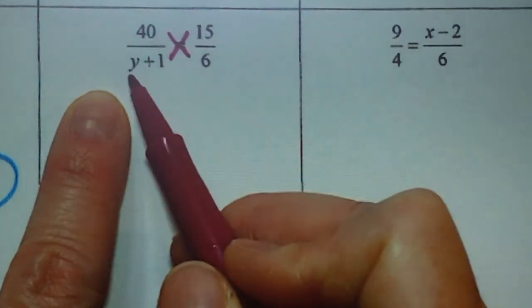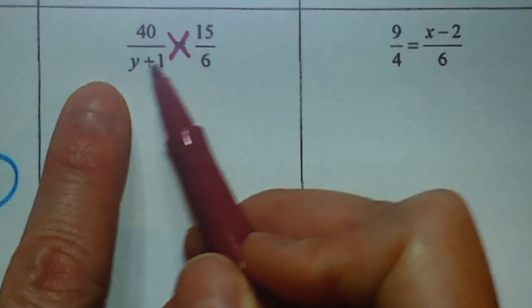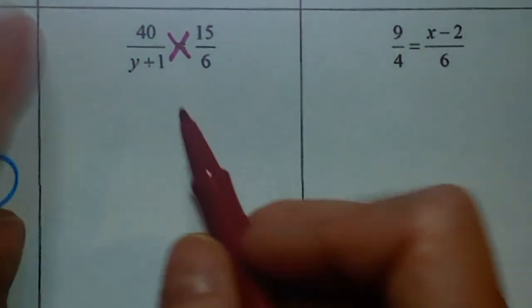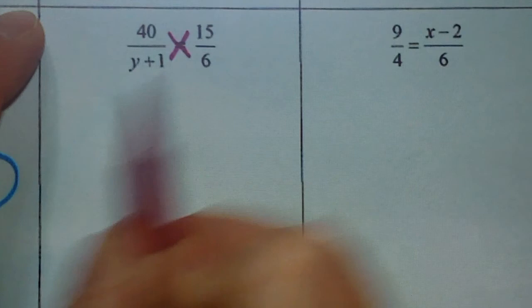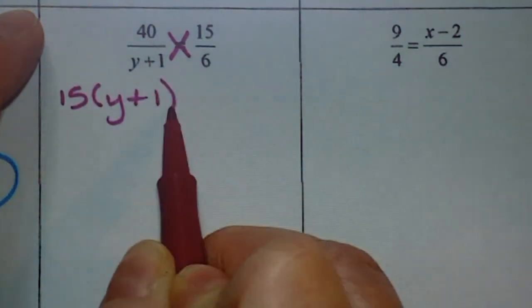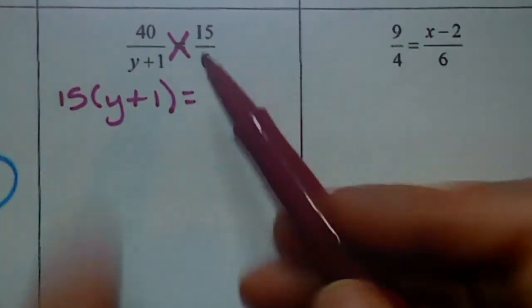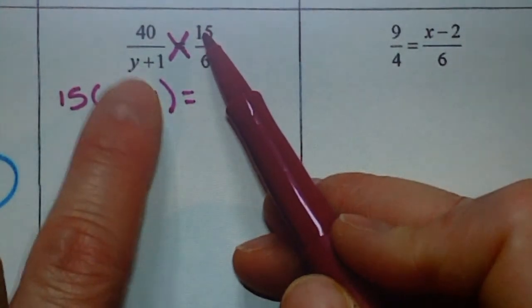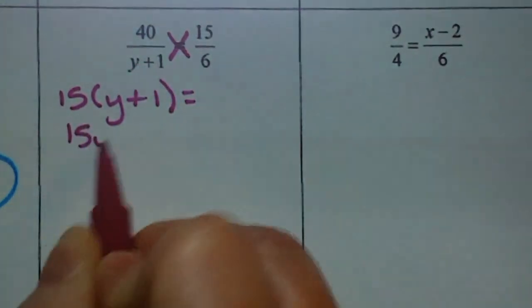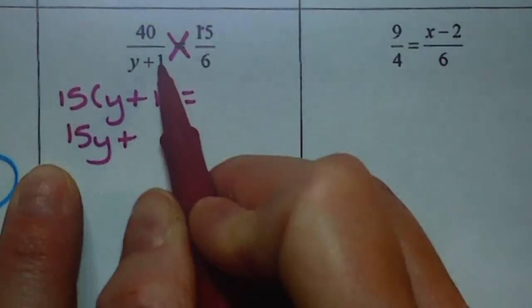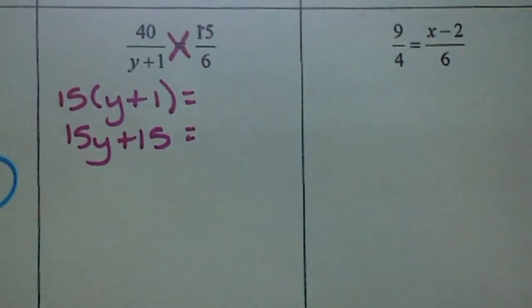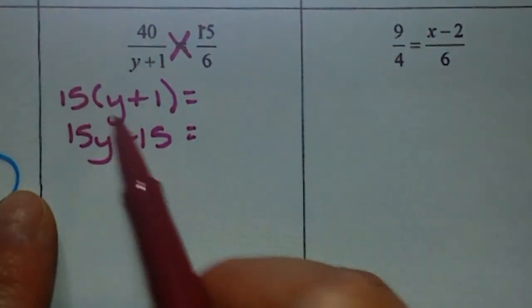So when you see that there are 2 terms here, you need to multiply the 15 by both of them. So one way to look at it is 15 times the quantity of y plus 1. You could also individually just multiply and say, well, 15 times y is 15y plus 15 times 1 is 15, and jump right to that step. That would be fine.